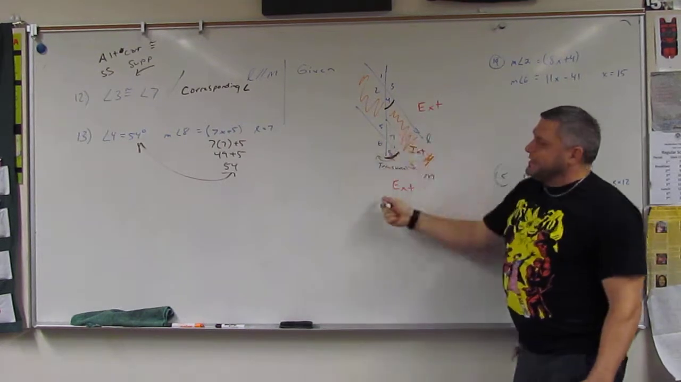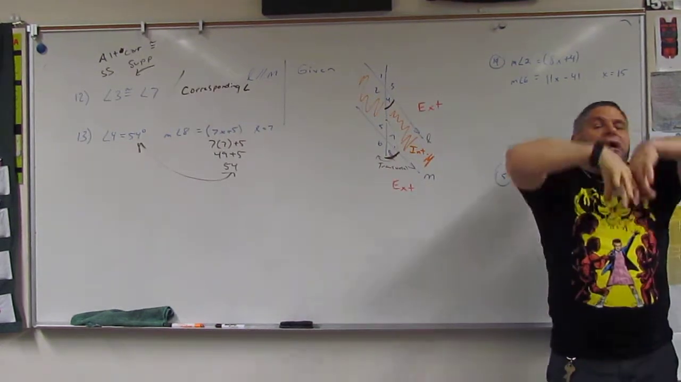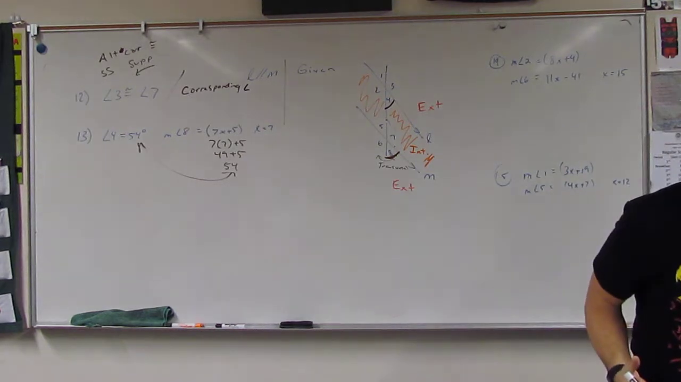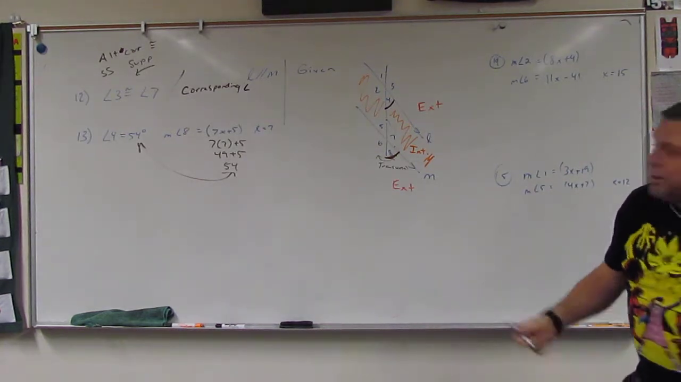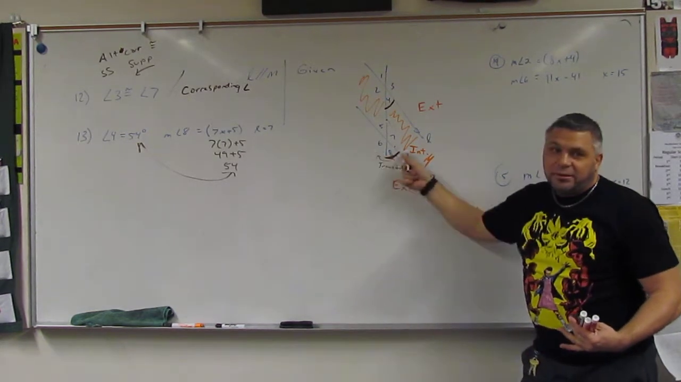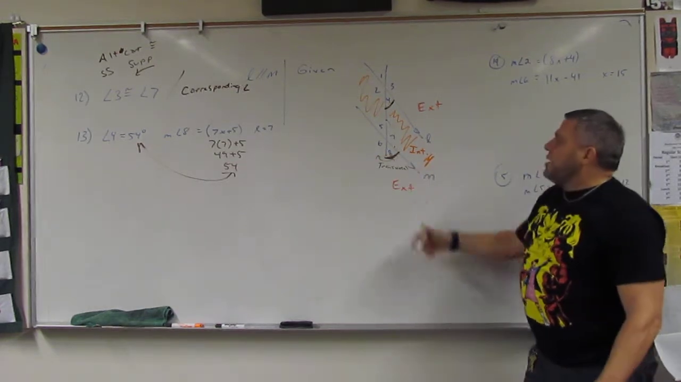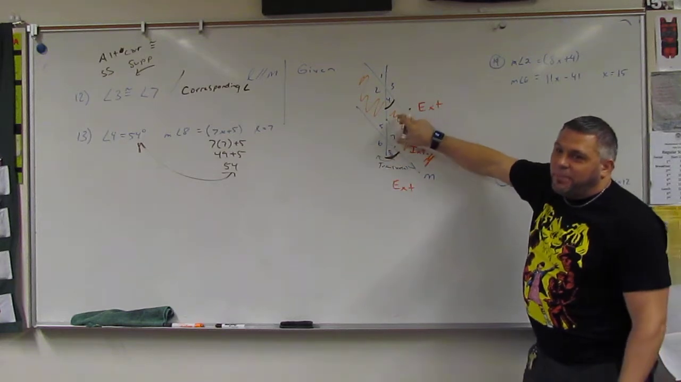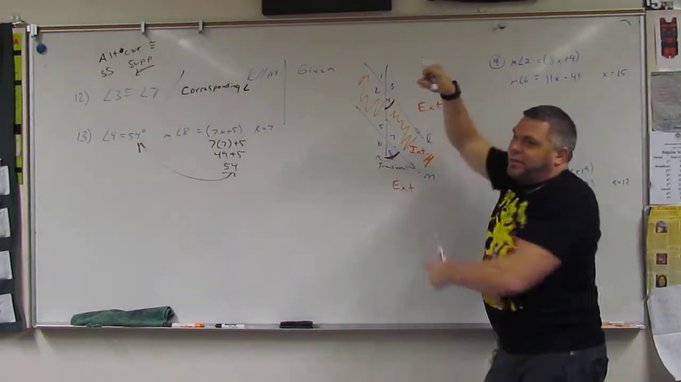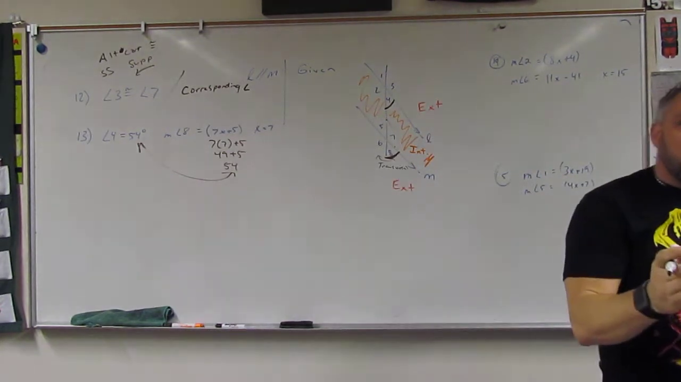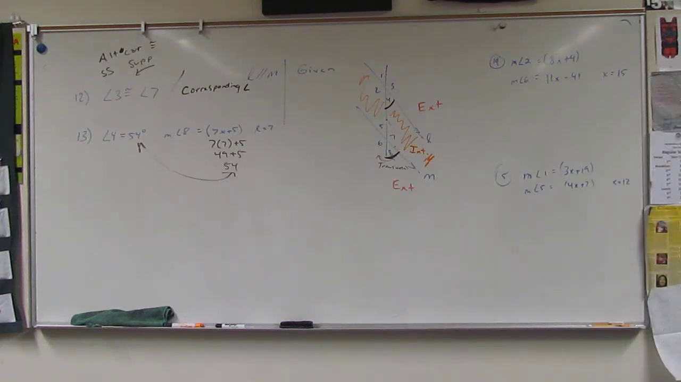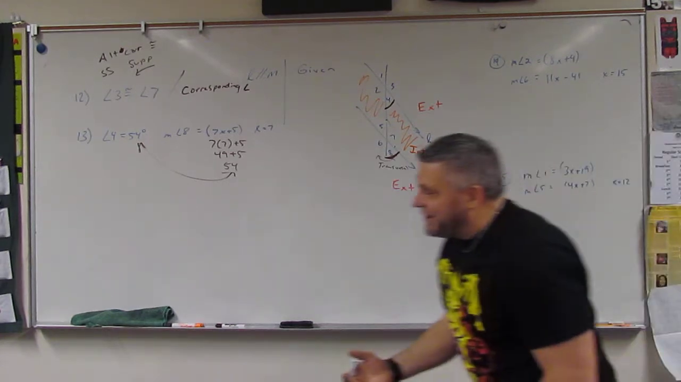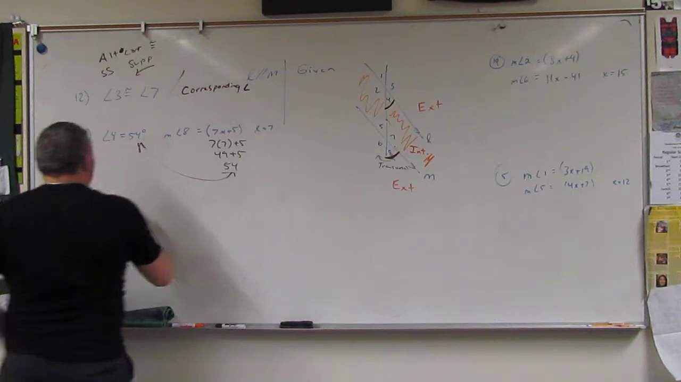Are they both inside? Are they alternating? Do they go from one side to the other? No? Okay. Are they both in here? No. Then what do we call it? If they're not both in here and they're not both out here, what are they called if they're on the same side? Come on, we just talked about it. Yes. This isn't hard. Okay? Corresponding.